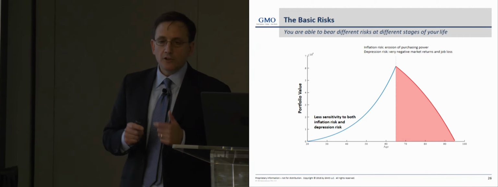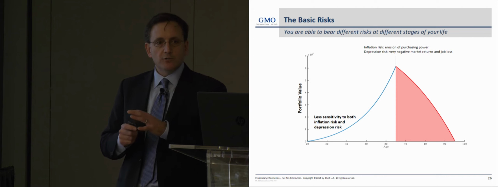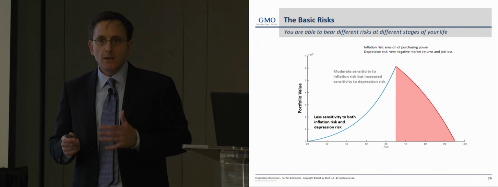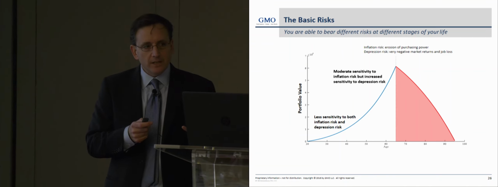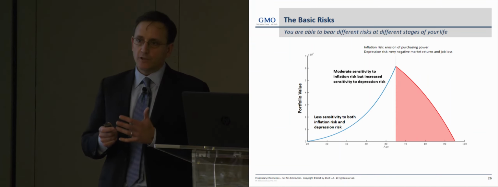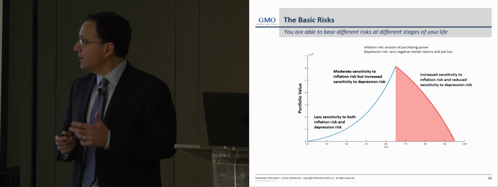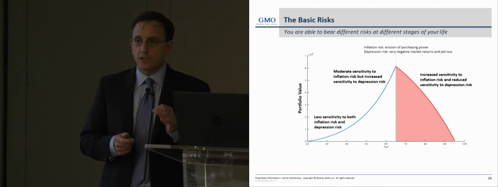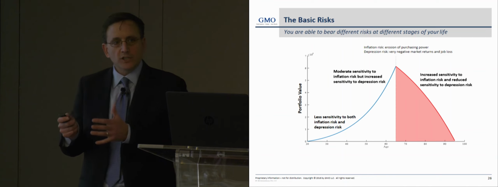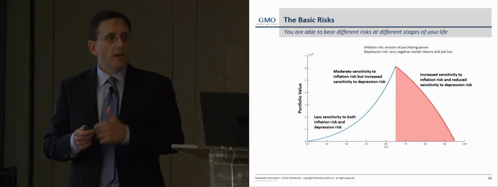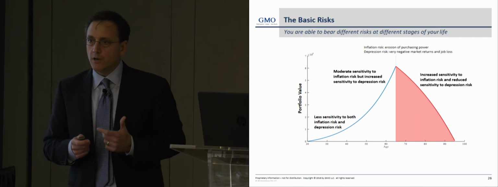When you're very young, you're less sensitive to both the inflation risk and depression risk because you simply have a long time. But as you approach retirement, you have moderate sensitivity to inflation risk, but you're very sensitive to losing your job, so you have increased sensitivity to depression risk. Finally, when you're in retirement, the primary risk that you're facing over the long run is inflation risk. You still have the depression risk component of a bad market event, but you don't have a job anymore, so you're less sensitive to that other component of depression risk.